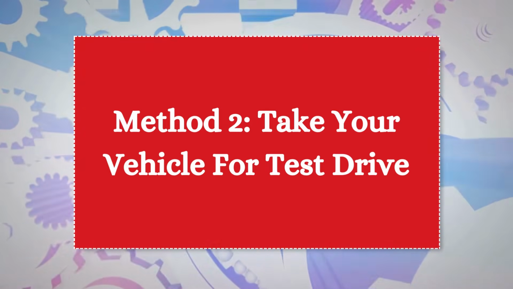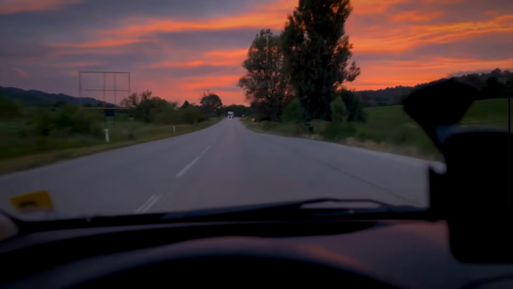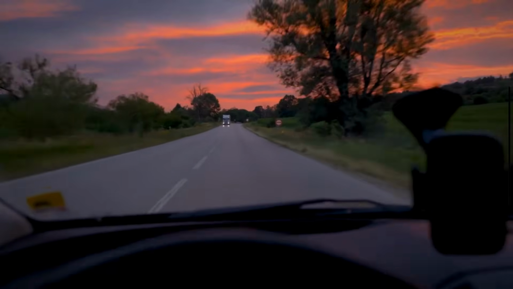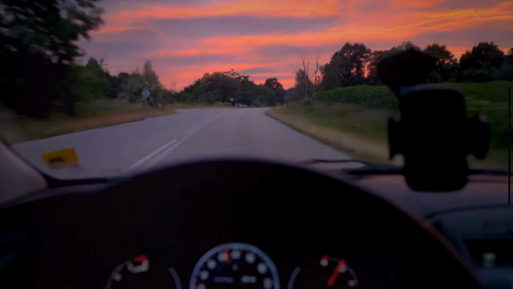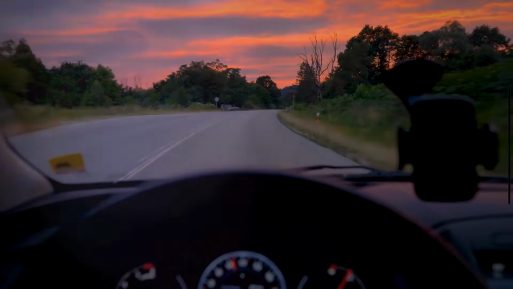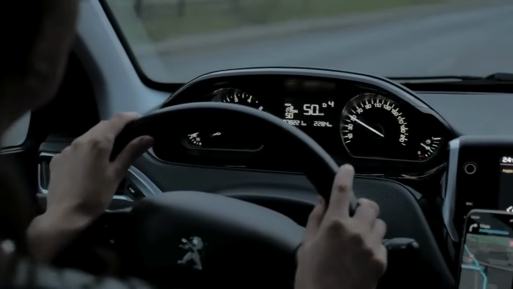Step 2. Take your vehicle for a test drive. If the first step fails, you may need to take your vehicle for a test drive. If your airbag light seems to glitch, it may require some power from a short drive to reset it. You will know if this works if your indicator light stays off on your next drive.